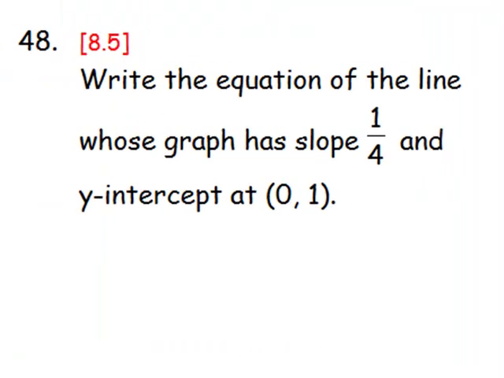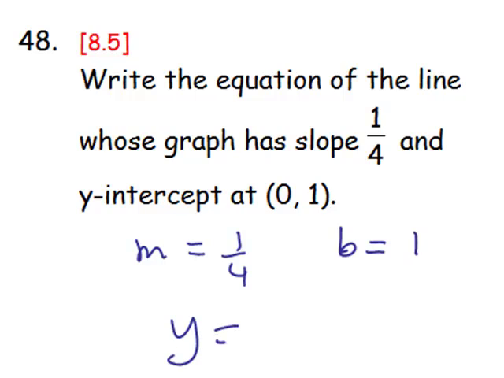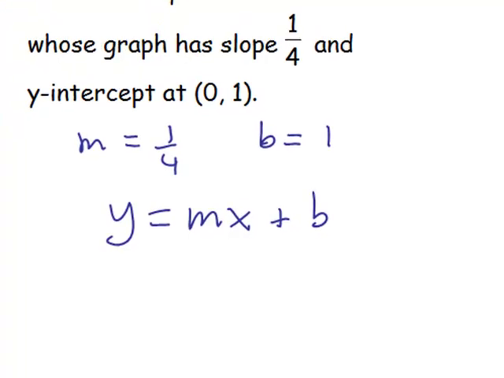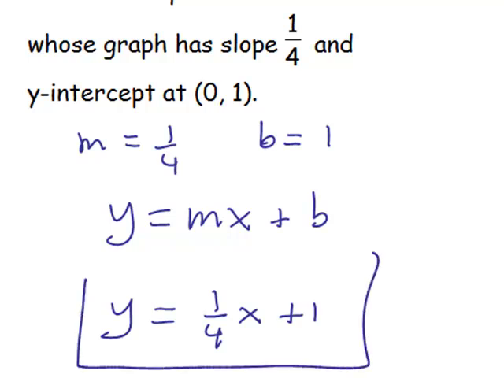Number 48 asks us to write the equation of a line whose graph has a slope of 1/4 and a y-intercept at (0, 1). Let me write that information down. The slope is m equals 1/4, and the y-intercept we're told is (0, 1). That means that the value of b in the equation is 1. So if we use y equals mx plus b as our slope-intercept form, we can put those values in to say y is 1/4 x plus 1. And that's it.